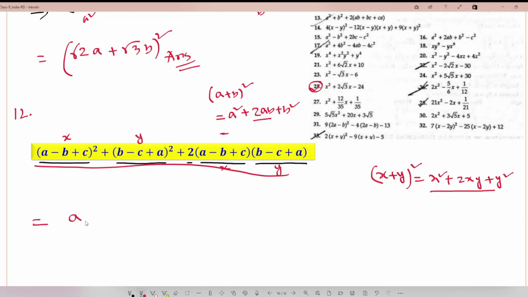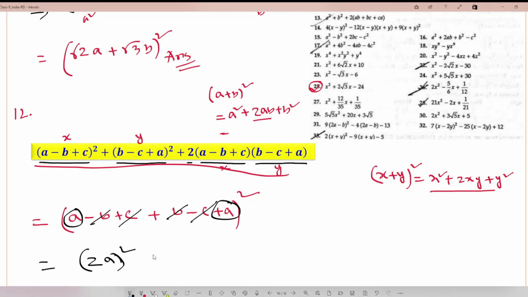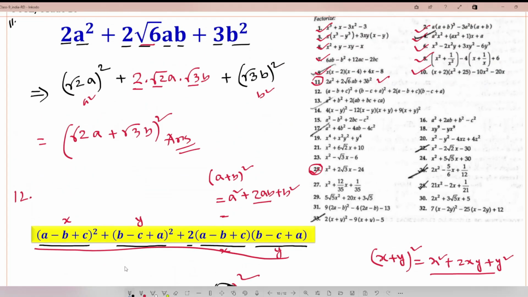It means a minus b plus c plus b minus c plus a, whole square. Now look, minus b plus b goes out, plus c minus c goes out, and here is a and here is plus a, so we can write 2a square. So our answer is 4a square. Very easy. So number 12 is done. Now number 13.